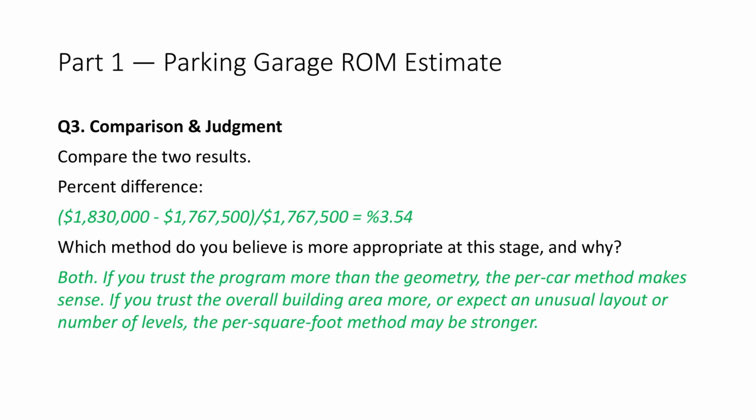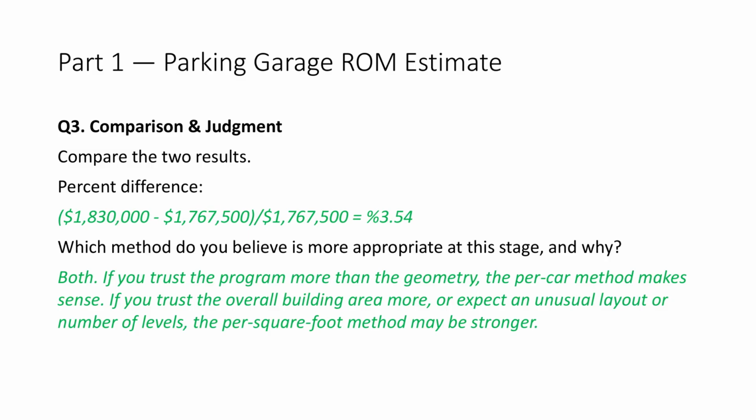So which one is more appropriate? At this stage, the honest answer is both. A good estimator uses them as a cross-check, not a competition. If you trust the program, the number of parking stalls, more than the geometry, the per-car method makes sense. If you trust the overall building area more, or expect an unusual layout or number of levels, the per square foot method may be stronger.